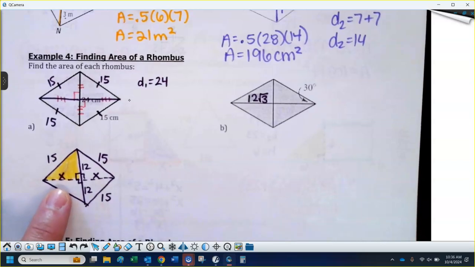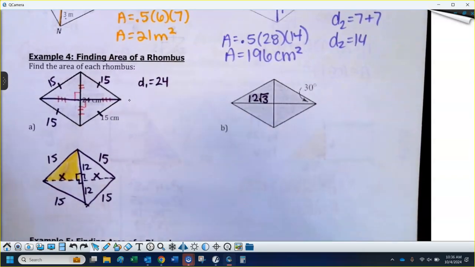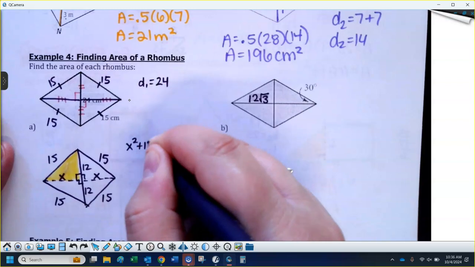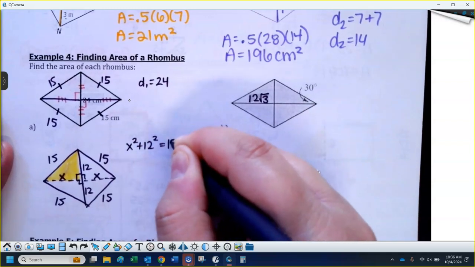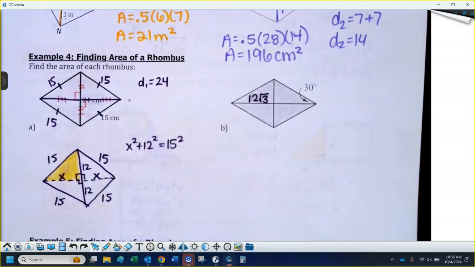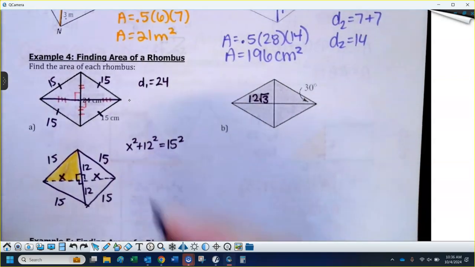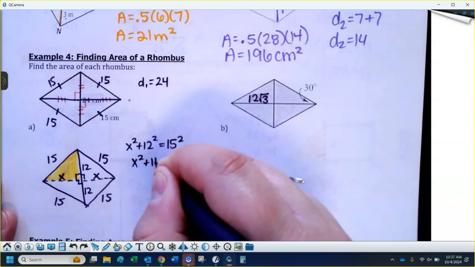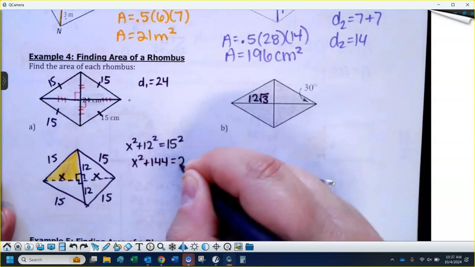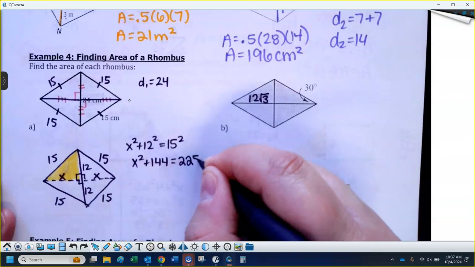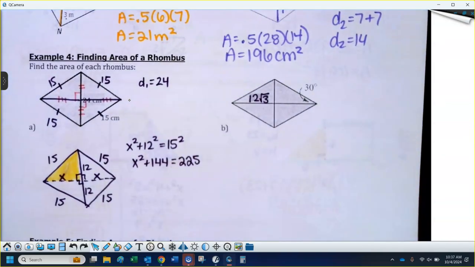I just used an X. That will be half the diagonal. So we're just going to do X squared plus 12 squared equals 15 squared. I highlighted one of those little right triangles. You could make that argument for all the little right triangles in that diagram. This guy's going to be 144 when you square 12, and 15 squared is 225.